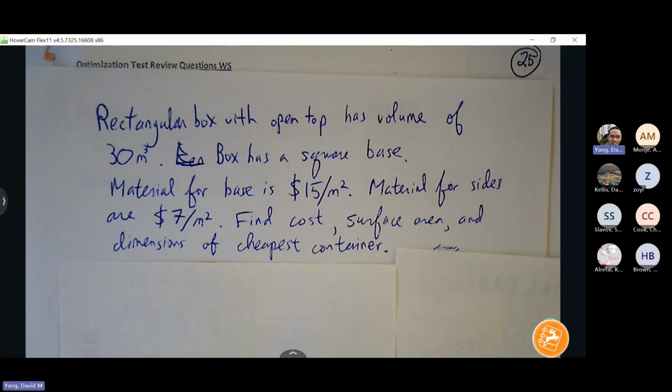Rectangular box with an open top has volume of 30 cubic meters. The box has a square base. Material for the base is $15 per square meter. Material for the sides is $7 per square meter. Find the cost, surface area, dimensions of the cheapest container.